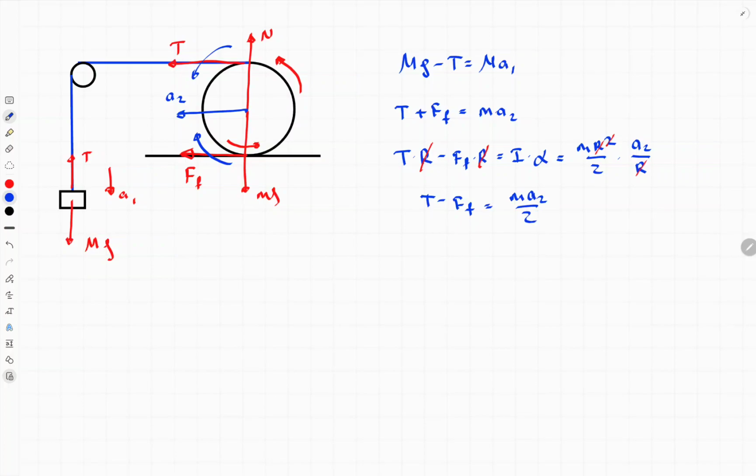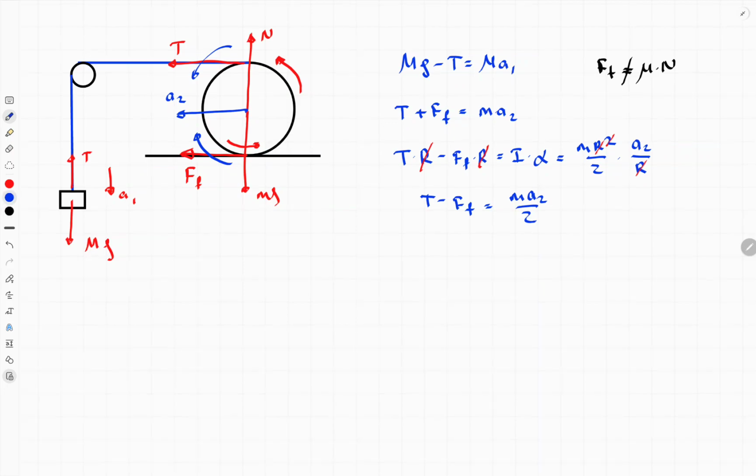Here we should be careful. The friction force did not reach its maximum value. It's unknown. The friction force is not equal to the coefficient of friction times the reaction force, because this is rolling without slipping, without sliding. No sliding, no slipping. That's why the friction force did not reach its maximum value. You should remember, we have a friction force, but it's unknown.